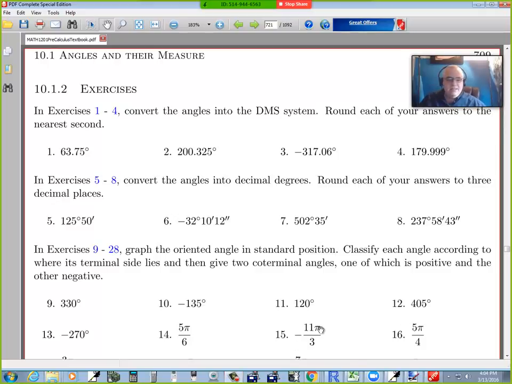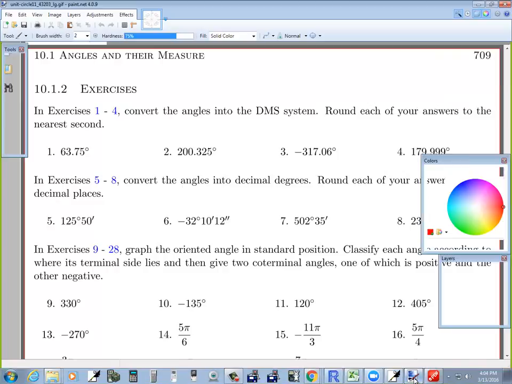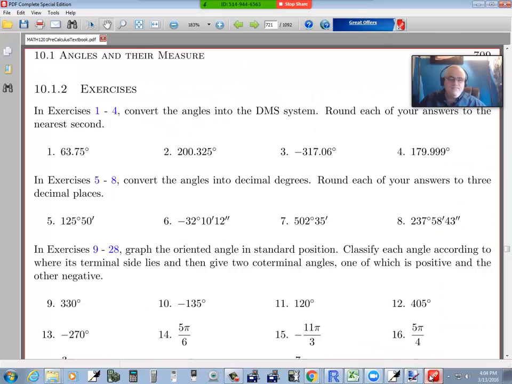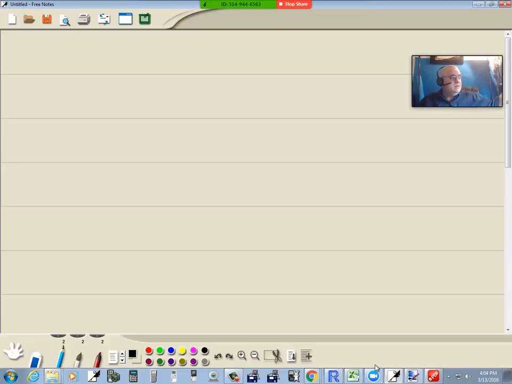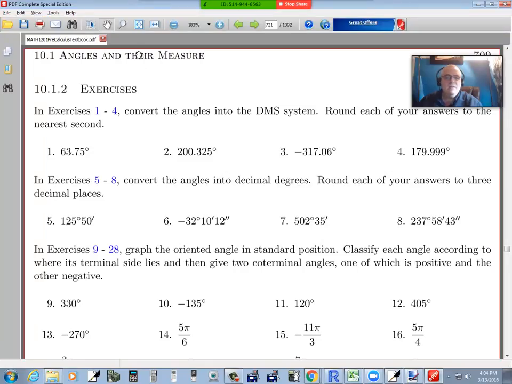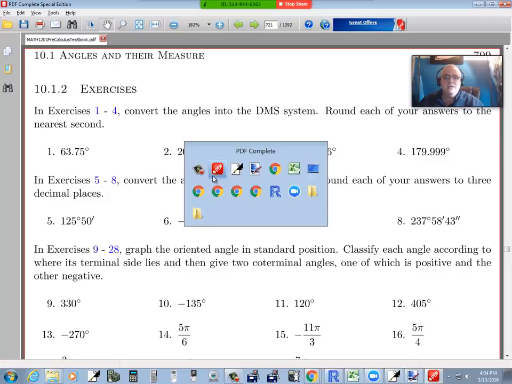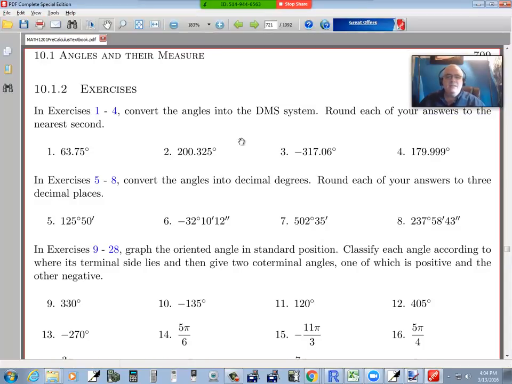Okay, let's take a look at these problems. The first one we'll take a look at is number 2. We've got 200.325 degrees, and it says convert the angles into DMS system, degrees, minutes, seconds. Round each of your answers to the nearest second.